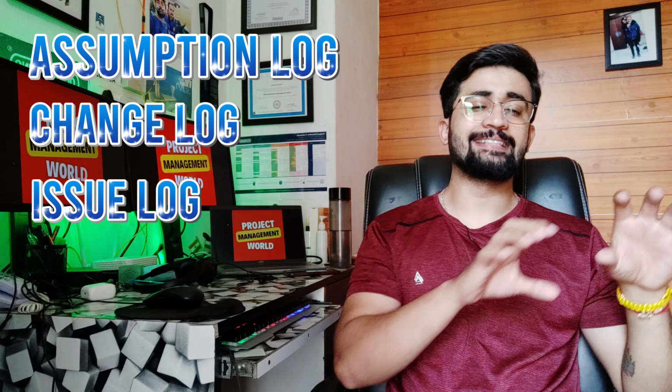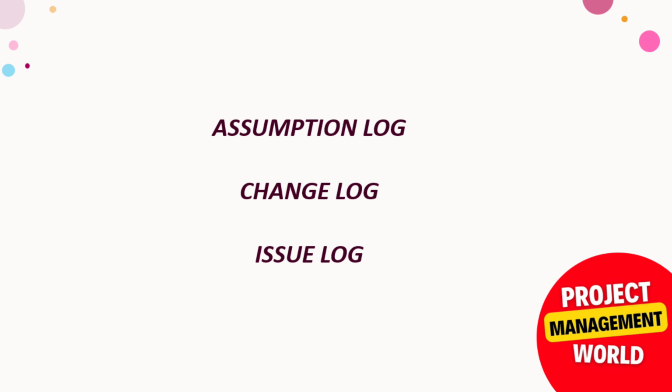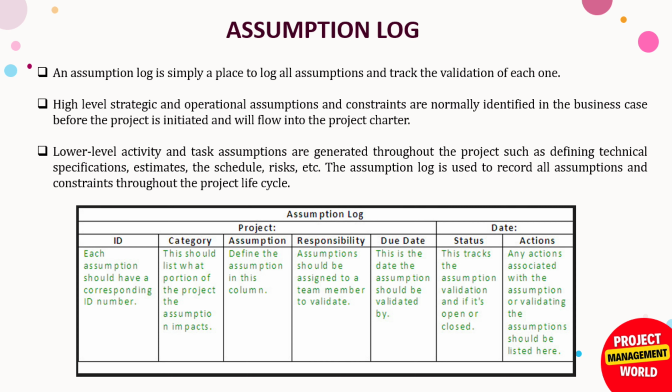So let's start. Here we go. We will cover these three topics today: assumption log, change log and issue log. So let's jump to the first one, that is the assumption log. So what is the assumption log? It is simply a place to log all assumptions and track the validation of each one.